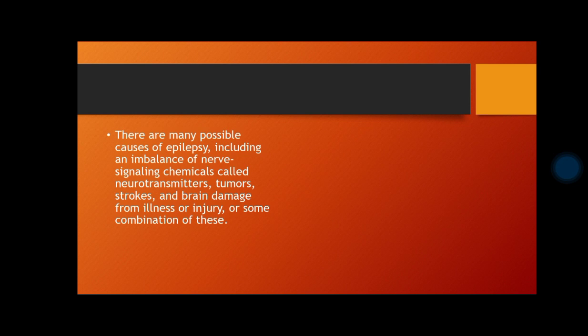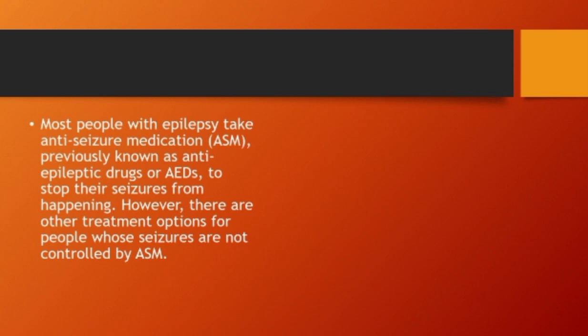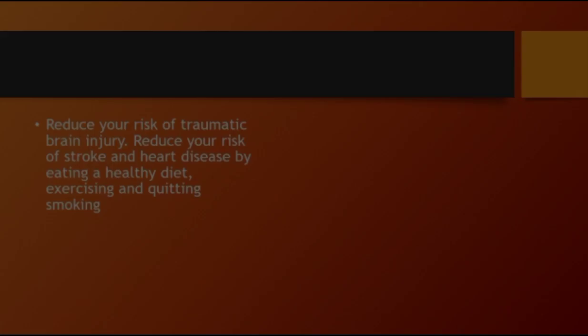There are many possible causes of epilepsy, including an imbalance of nerve signaling chemicals called neurotransmitters, tumors, stroke, and brain damage from illness or injury, or some combination of these. Most people with epilepsy take anti-seizure medication, previously known as anti-epileptic drugs or AEDs, to stop their seizures from happening. However, there are other treatment options for people whose seizures are not controlled by ASM.